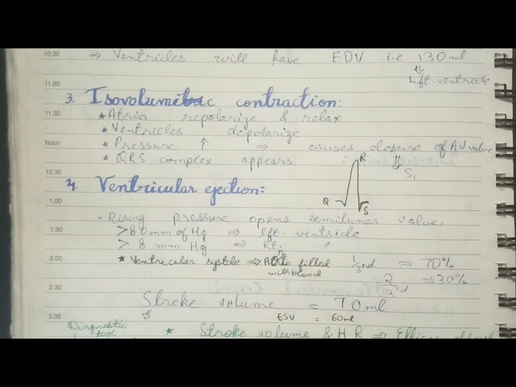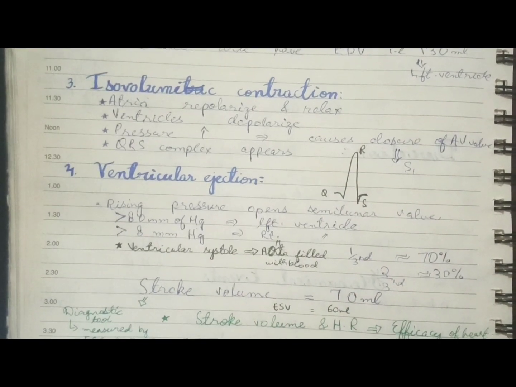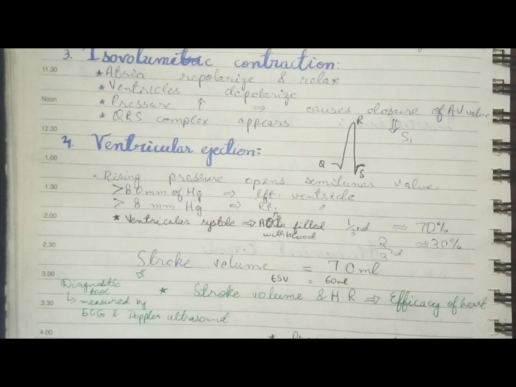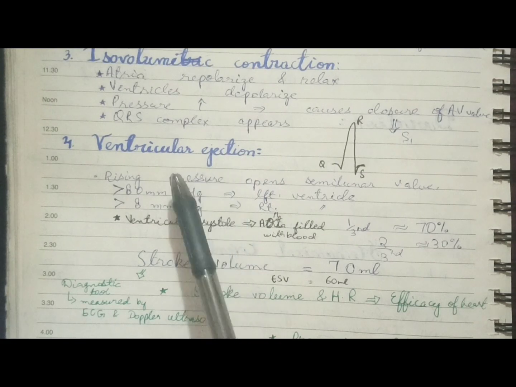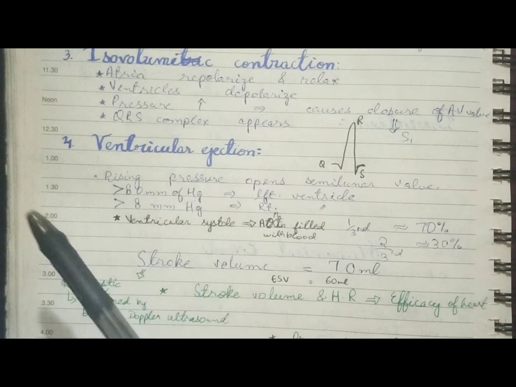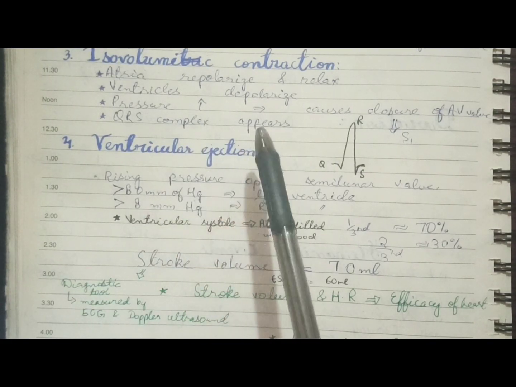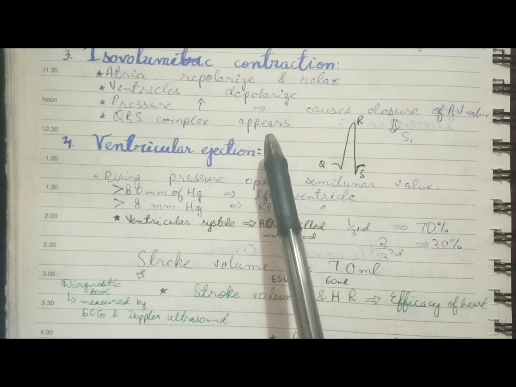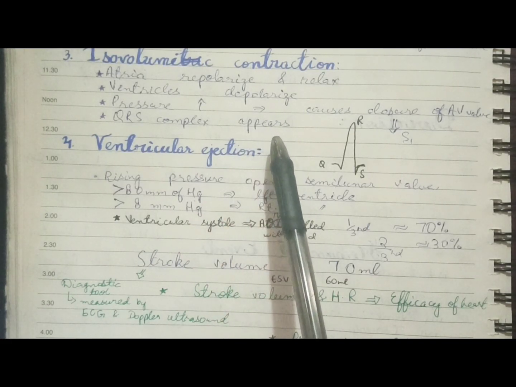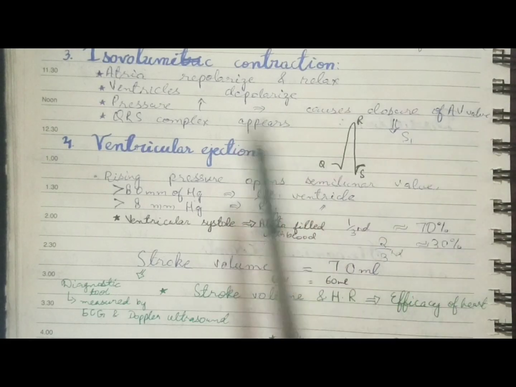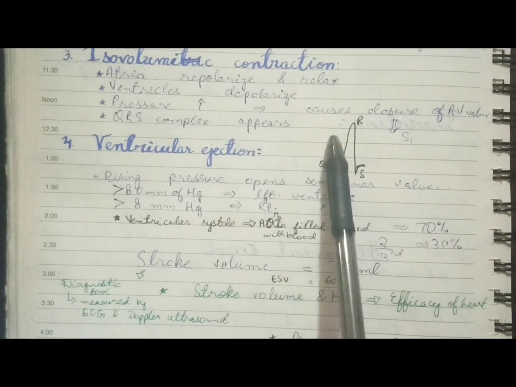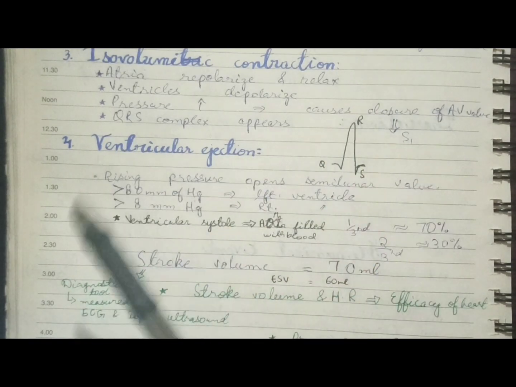Okay, now coming towards the ventricular ejection. First, there will be isovolumic contraction, then there will be ventricular ejection. In ventricular ejection, there will be rising pressure. The rising pressure will exert force on the semilunar valves, the aortic valve and the pulmonary valve, and the pressure will open the valves. The pressure will do what? It will open the valves and there will be ejection of blood from the ventricles.